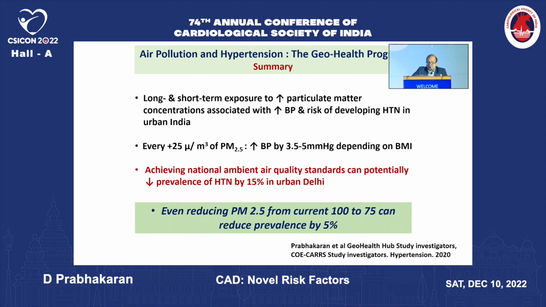Achieving the national ambient air quality standards can potentially decrease hypertension by 15% in urban Delhi, and we know the situation that happens in Delhi, especially during the winter months. So even reducing PM 2.5 from the current 100 to 75 can reduce the prevalence of hypertension and the consequences of hypertension by 5%.